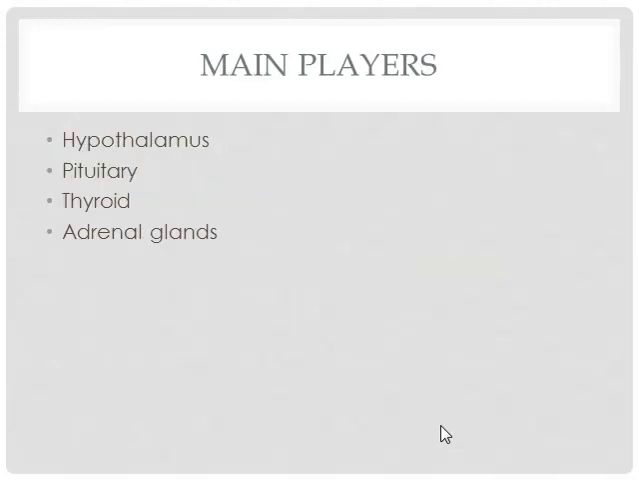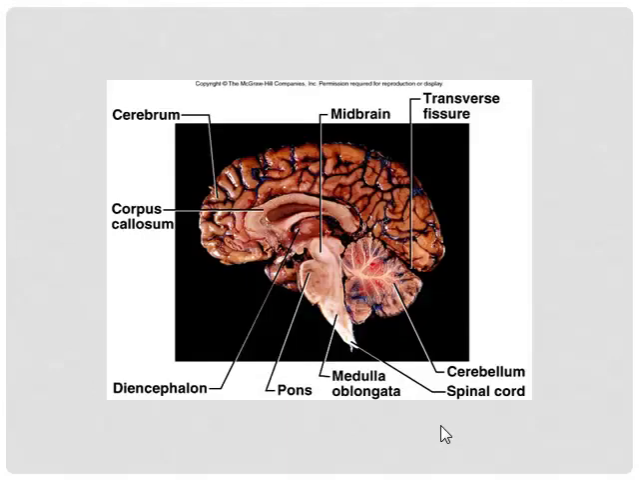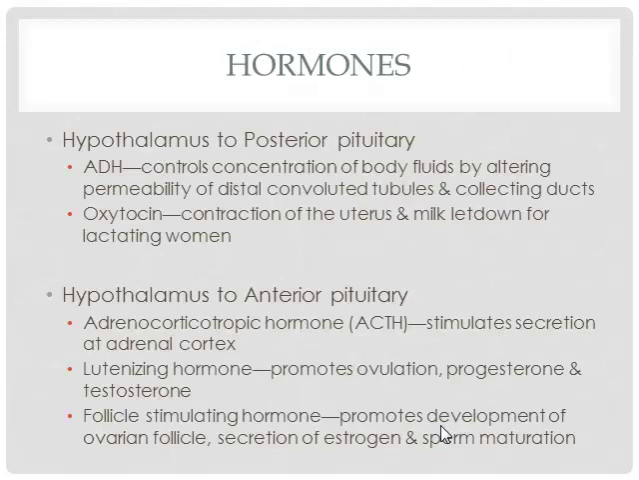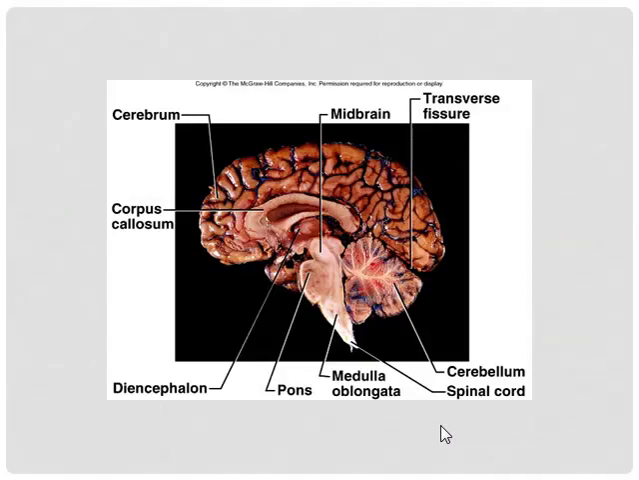The main players that are involved are right here: the hypothalamus, pituitary, thyroid, and the adrenal glands. So again, we're talking about substances that might be released from the brain. We'll talk specifically about the hypothalamus causing changes to occur. In the last slide, it's showing you where the hypothalamus is, and that would be right where the diencephalon is on the picture here. The thalamus and the hypothalamus are the diencephalon area, so basically in the center of the brain, the center of your head.